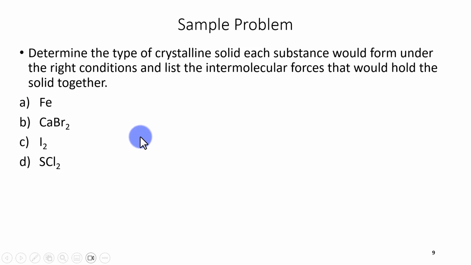Here is a sample problem for you. Determine the type of crystalline solid that each substance will form under the conditions and list the intermolecular forces that would hold the solid together. You will use the flow chart to determine whether you have an element or a compound, basically, whether the element is atomic or molecular. If it is an atomic solid, is it a metal or a nonmetal?